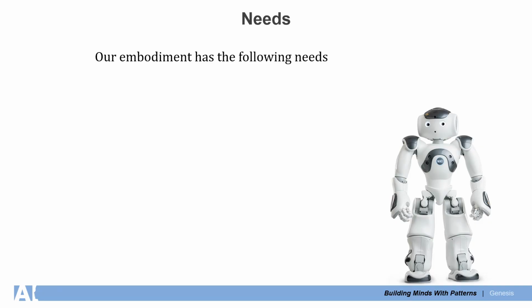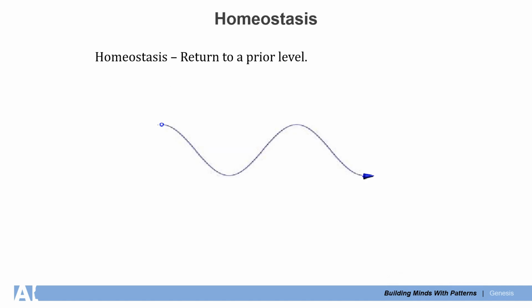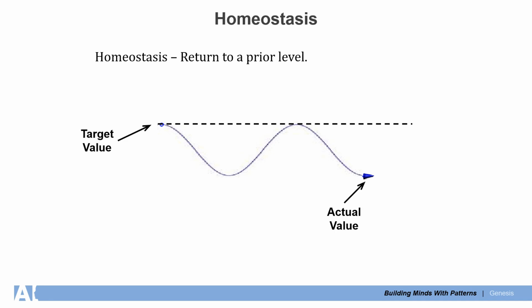Our embodiment has the following needs: electricity, Wi-Fi signal. Each need is a homeostatic variable. Homeostasis is a return to a prior level. Given a desired level, called a target value, the target value is where the variable is expected to be or desired to be. The actual value is where the variable is now. The delta or difference is the measure of the target value minus the actual value. The delta is also called the urge or urgency.